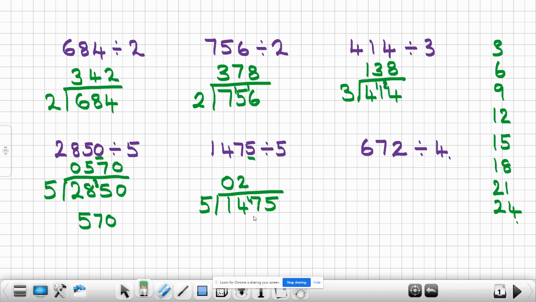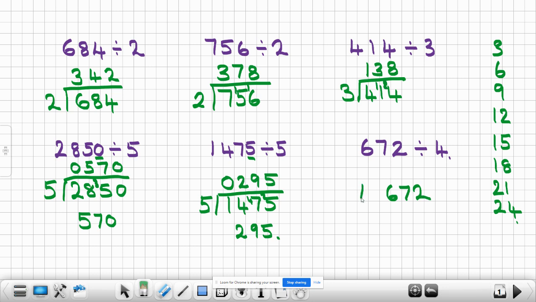5 goes into 47 9 times. And 9 times 5 is 45. We have 2 left over. I'm going to put that in front of the 5 to make 25. 5 into 25 goes 5 times. So our answer is 295.